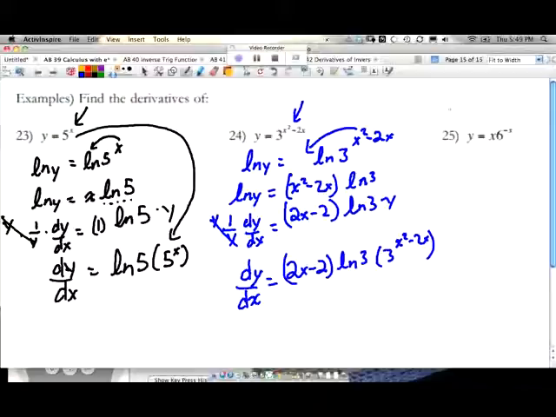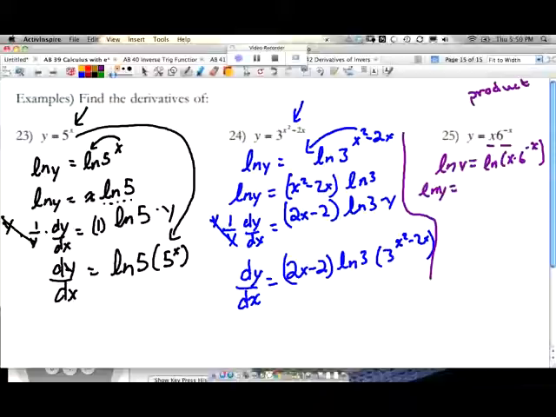Alright, number 25, the finale for the day. What do we got to do? I see product rule and natural logs. So let's see how that works with what we are doing. So if I take the natural log of each side, let's do that first. Natural log of y is on this side. Then on the other side, it's going to say natural log of x times 6 to the negative x. So I got to split that up first into two terms. So natural log of y equals natural log of x plus natural log of 6 to the negative x.